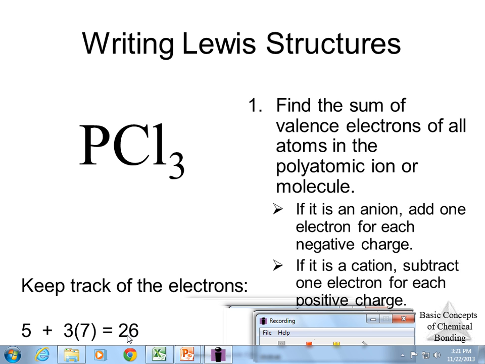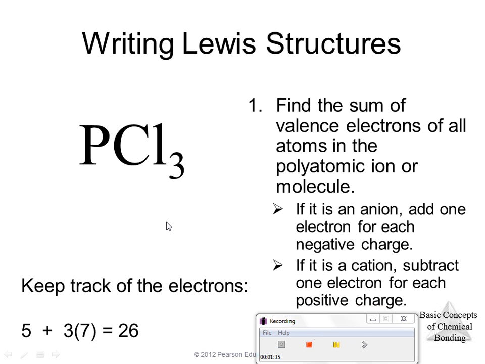If you get a polyatomic ion that is negatively charged, you have to add electrons for each negative charge. If it is a positively charged polyatomic ion, then you must take away 1 electron from the count. Ammonium, NH4 1+, is a good example of it. It has a total of 8 electrons in its count, not 9, because it has a positive 1 charge.